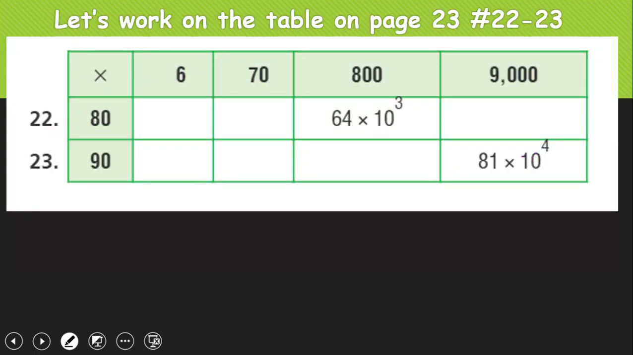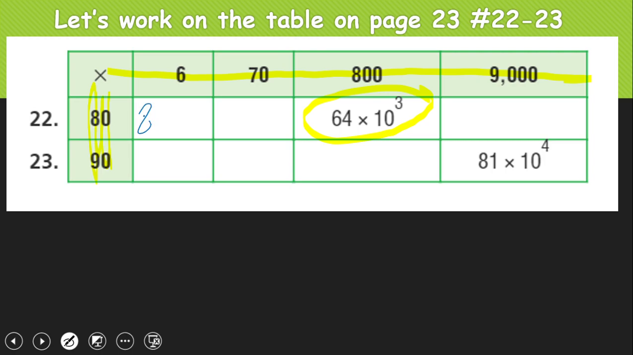Now let's work on this table on page 23. It's going to be problems 22 and 23. So we have 80 times 6. Oh, well, let's highlight some stuff. Over here we have some numbers, right? We have 6, 70, 80, 90. Then over here we have some numbers, 80 and 90. And over here we have the product of those things that we're multiplying. So I am going to use a pen, and let's use a darker color.